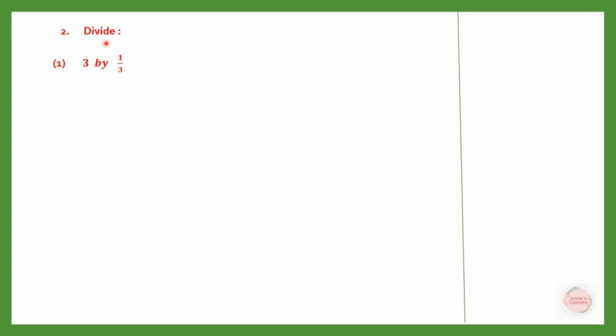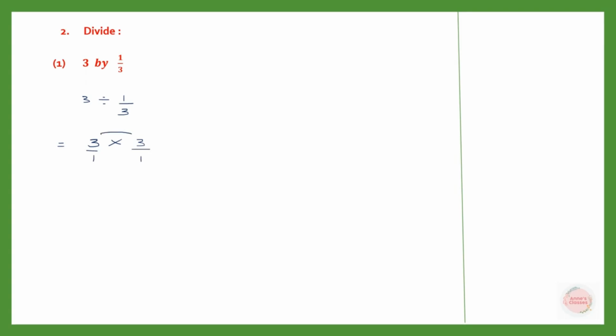Question 2, divide. So here division is given and not evaluate. So we know it is division here. So let's rewrite this question with a division sign. So this will be 3 divided by 1 by 3. Now we know how to do division just like the previous question. So the first rational number remains as it is. Division changes to multiplication and we write the reciprocal of 1 by 3 which is 3 by 1. And this is also 3 by 1.